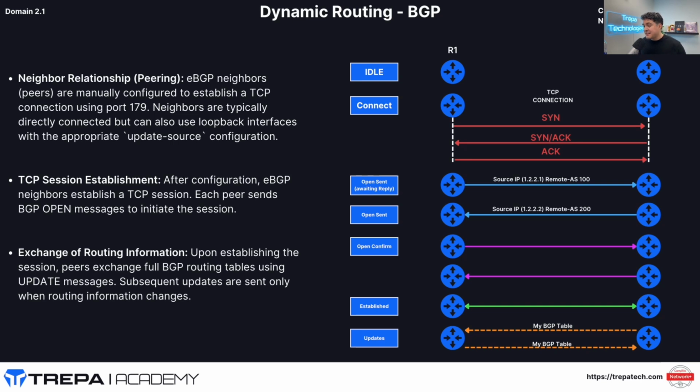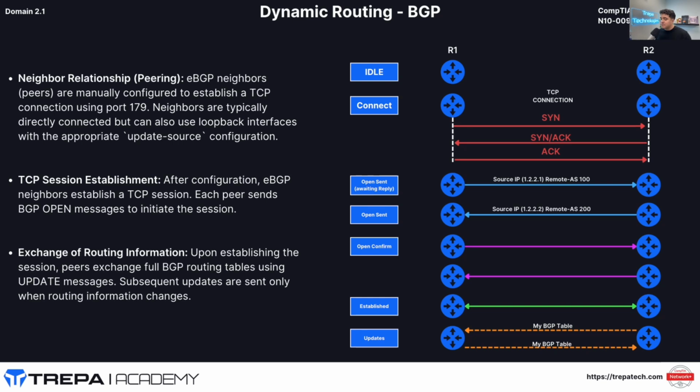So what that really means is that R1, and let me zoom my face out here, and R2 could be geographically separated with like 10 routers in between. And as long as we have TCP IP reachability, we can establish BGP peering. So once we begin our neighbor relationship establishment, really we're doing a TCP session establishment. After we configure who our neighbor is going to be, each peer sends a BGP open message to initiate the session. Now that session: open sent, open confirmation, and we become established.